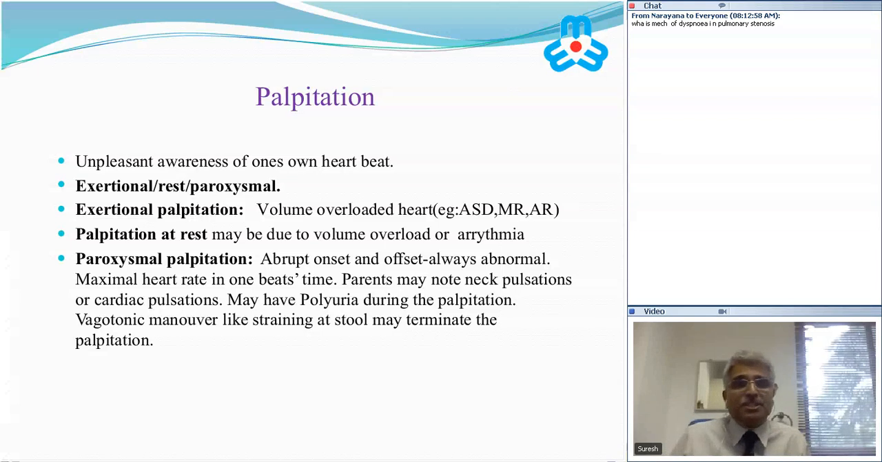Exertional palpitation is a symptom of volume overloading in the heart, either right side or left side. On the right side, the typical example is atrial septal defect. On the left side, either mitral regurgitation or aortic regurgitation.